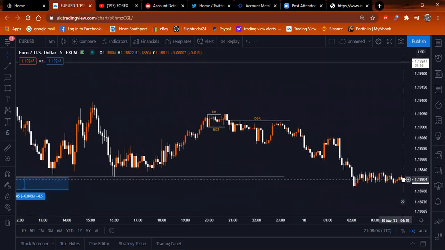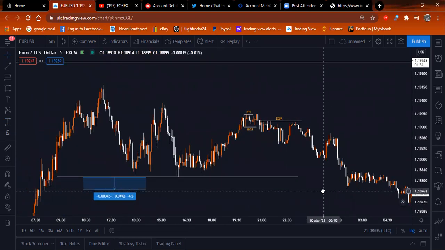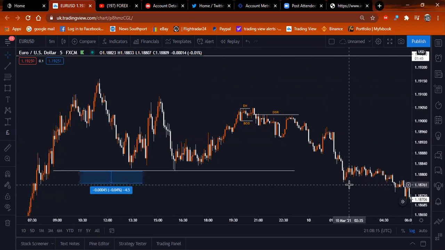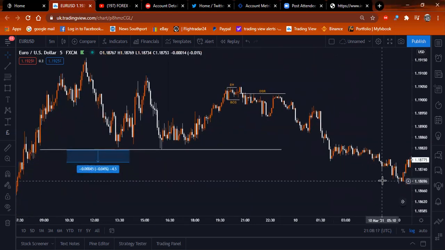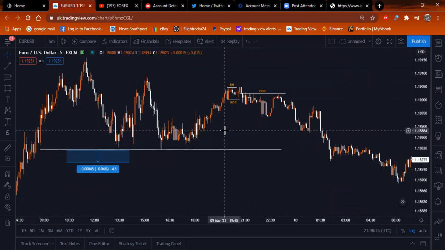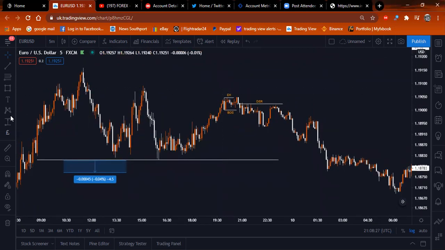Now my order actually didn't fill until, I think, was it about 2? No, I didn't actually fill there. It's about 5 AM. Yeah, my order actually filled 5 AM this morning, just before London Open. This trade was a nice trade to take.